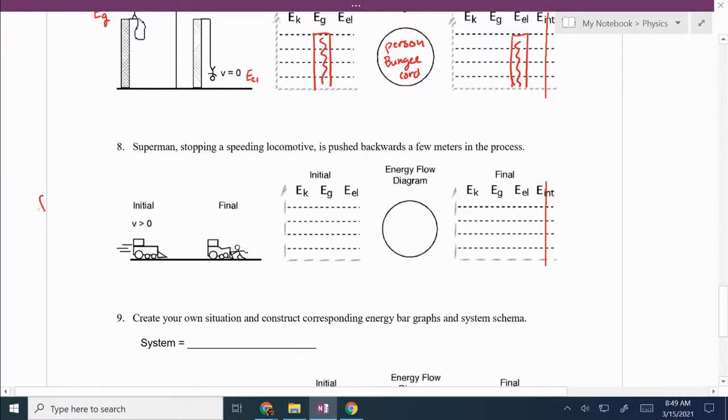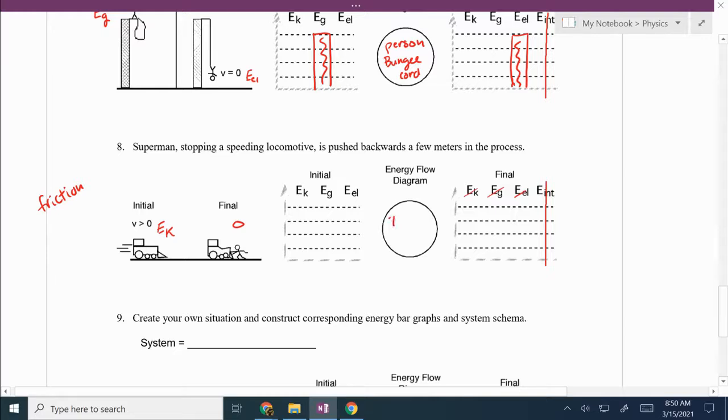Okay, in this one I am going to say there's friction. I suppose I should read it to you: Superman stops a speeding locomotive and is pushed backwards a few meters in the process. So obviously if he's trying to stop a train, there's going to need to be some friction there. Let's see here. We've got this train. It appears to be moving quite quickly, so there's definitely some kinetic energy there. At the end, there appears to be none. It's not moving, so no kinetic energy. Not up high, so no gravitational energy. No spring, so no elastic energy.